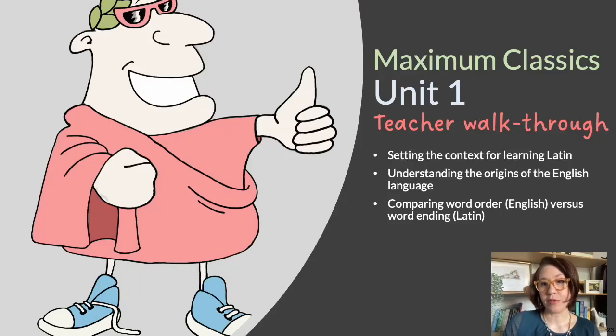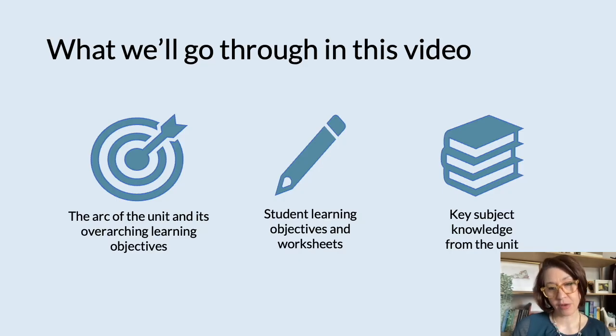Welcome to the walkthrough for Unit 1 of Maximum Classics. This first unit of the course, which can be trialled for free, sets the context for learning Latin, points out the similarities between Latin and English vocabulary, but then points out the big difference in how the two languages construct meaning. In this video, we'll take an overview of all the lessons in this unit, including student learning objectives, but also we'll be focusing on the key subject knowledge.